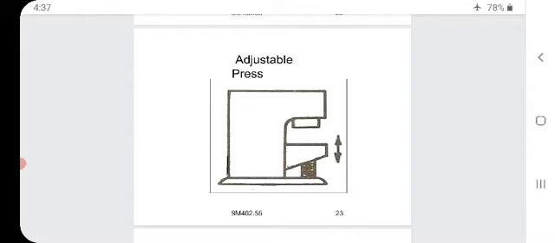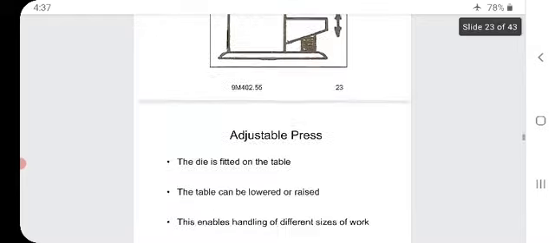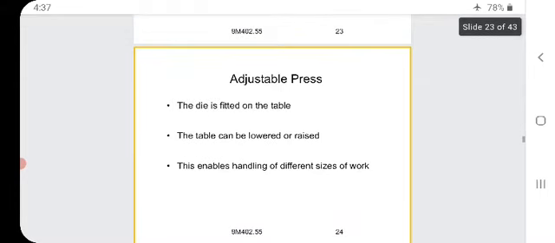This is similar to our gap and the inclinable. But where is the change? The only change is that we can adjust its height. The die is fitted on the table. The table can be lowered or raised. This is the main advantage.